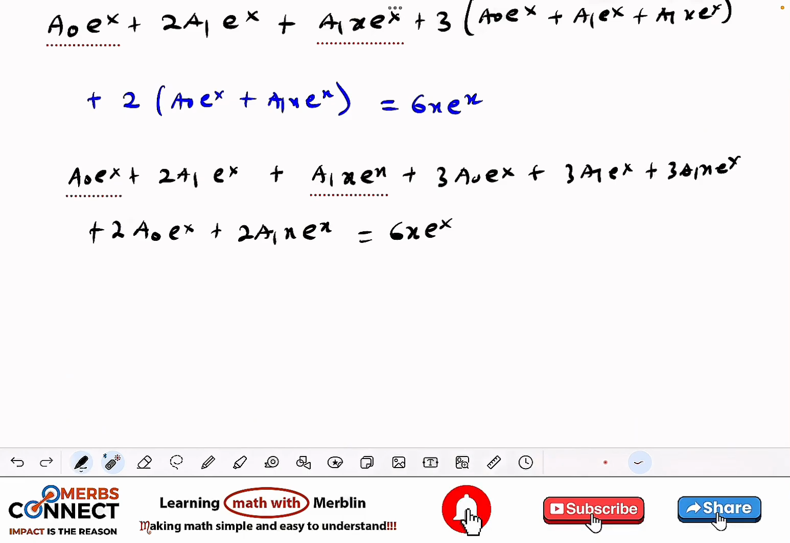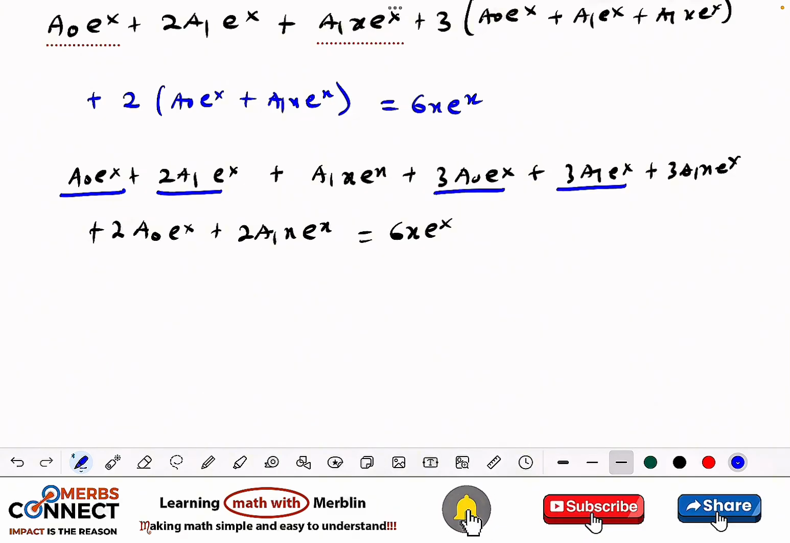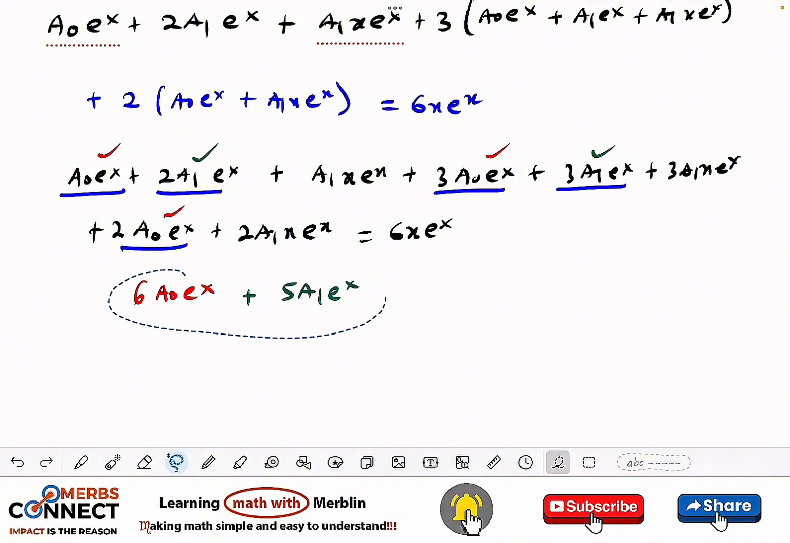So we have without x is this guy. This one too is without x. This one too without x. This one too without x, and this one too without x. But we can see that some of them are with a naught. So this is with a naught. This is also with a naught, and this is also with a naught. So we can add them. So 2, 3, 1, 6. So you are going to have 6a naught e to the power x. Now let's go with a1. This is a1, and this is also a1. So it's going to give us plus 5a1 e to the power x. So these are the terms without x.